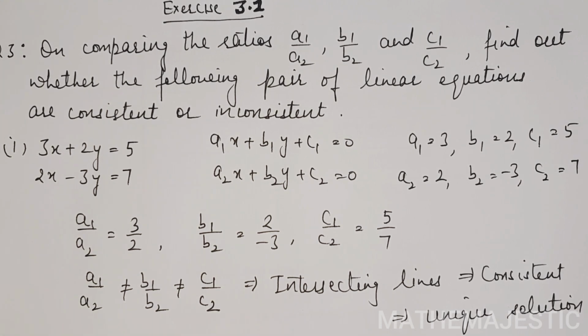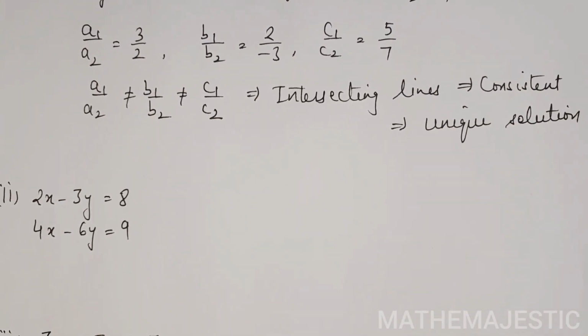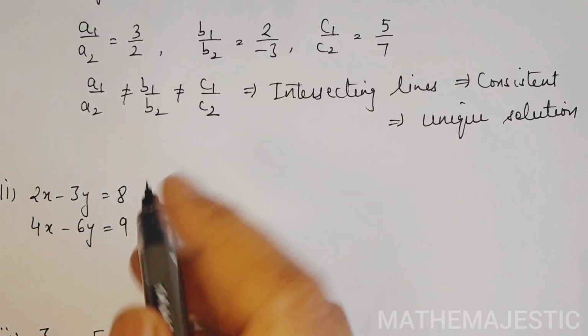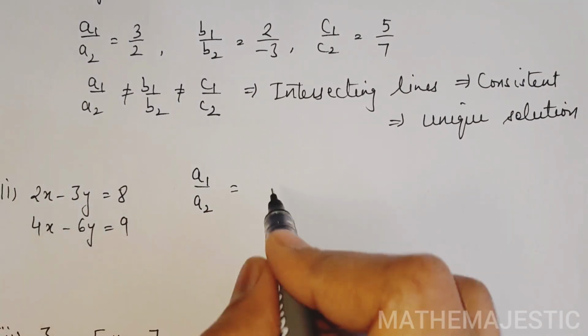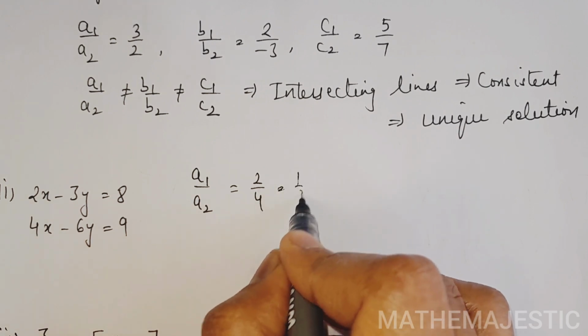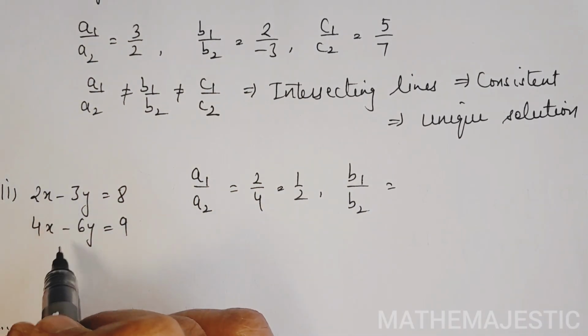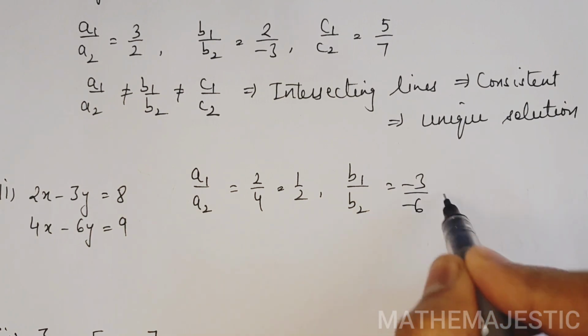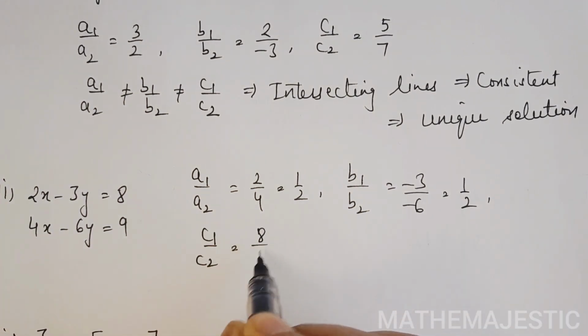Moving towards the next part: 2x minus 3y is equal to 8, 4x minus 6y equals 9. Here also we will compare the ratios. a1 by a2 will be 2 by 4, that means 1 by 2. b1 by b2 will be minus 3 by minus 6. साइन हमेशा हमें साथ में लेना है. c1 by c2, the third ratio, is 8 by 9.